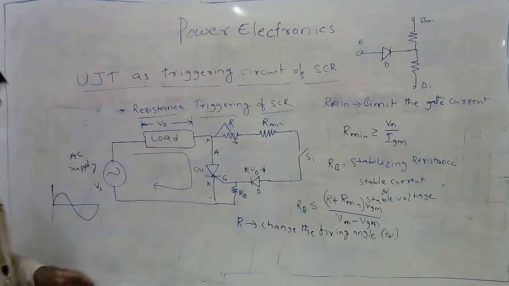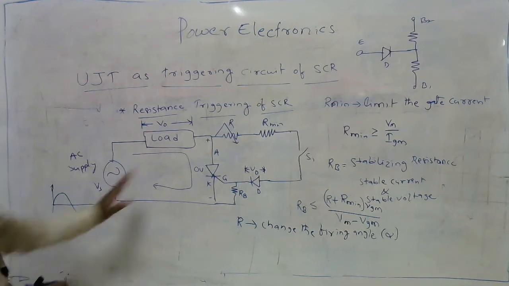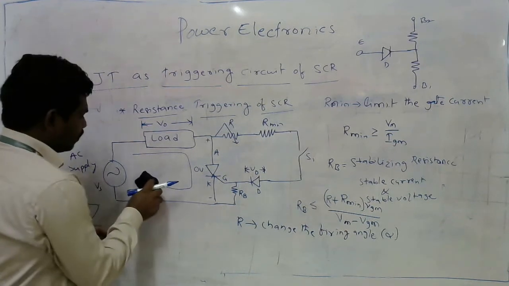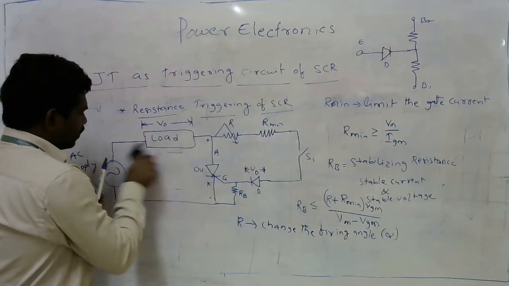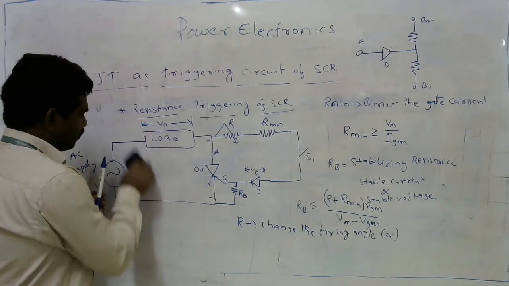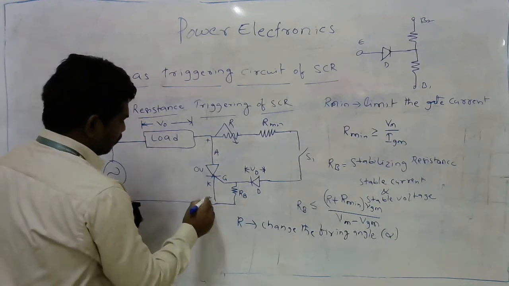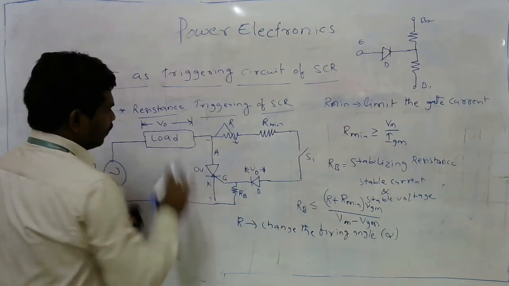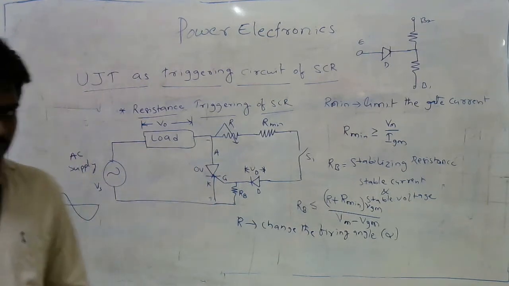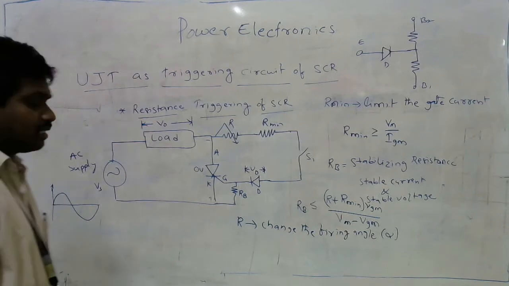Then when the negative half cycle of the supply is applied to the SCR circuit, what will happen? Look at this. Now the current tries to move in the opposite direction. Now this will become plus and this becomes minus. Polarities are going to be reversed. Thereby the SCR is going to be off, bringing it back to the forward blocking state from its on state.